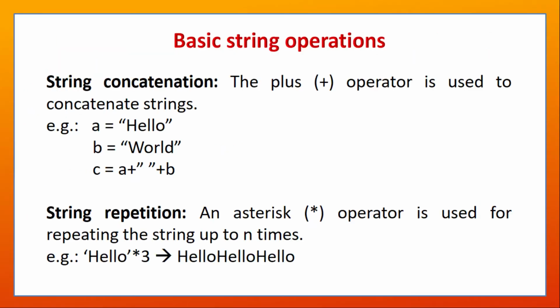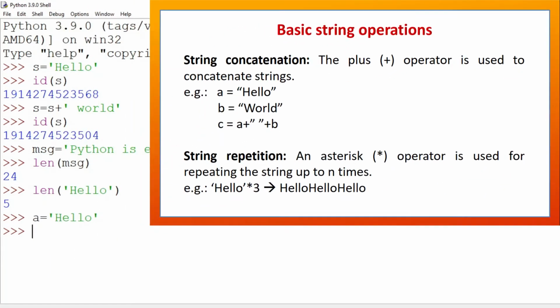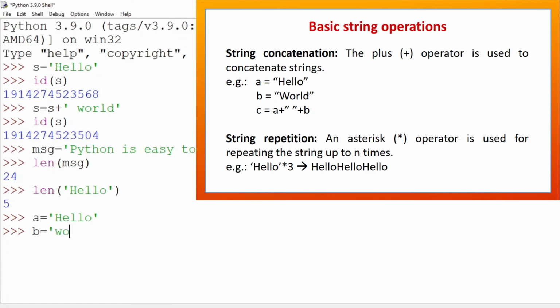Basic string operations. String concatenation is the common basic operation which we perform using the plus operator. For example, a = "hello", b = "world", c = a + " " + b, where within quotes is a single space. This will concatenate the value of a along with one space, then the value of b. The resultant string will be stored in the variable c.